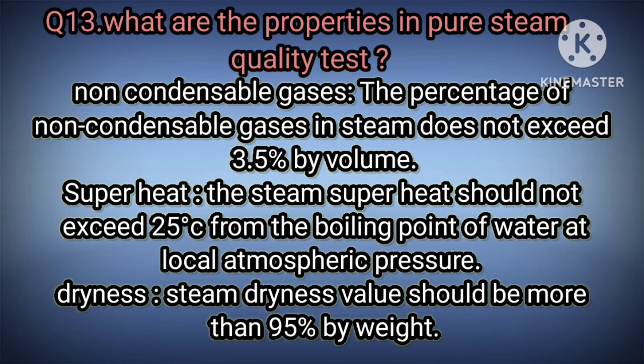What are the properties in pure steam quality test? Non-condensable gases. The percentage of non-condensable gases in steam does not exceed 3.5% by volume. Superheat. The steam superheat should not exceed 25 degrees centigrade from the boiling point of water at local atmospheric pressure. Dryness. Steam dryness value should be more than 95% by weight.